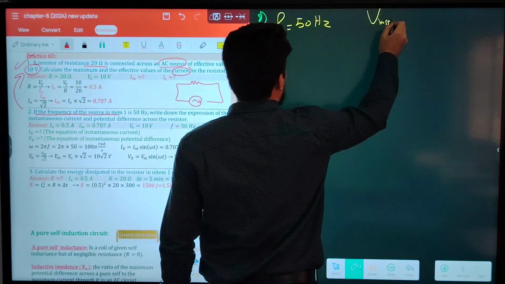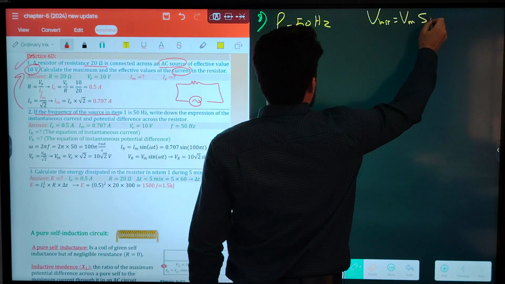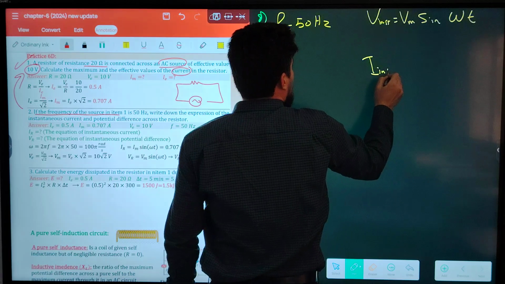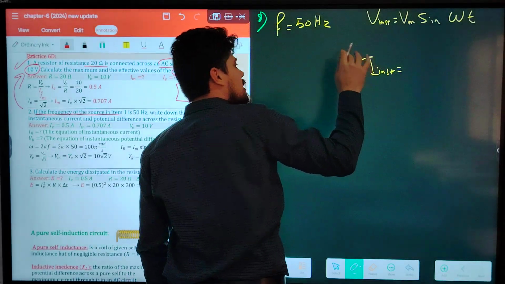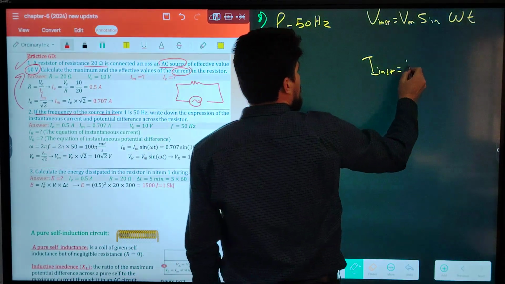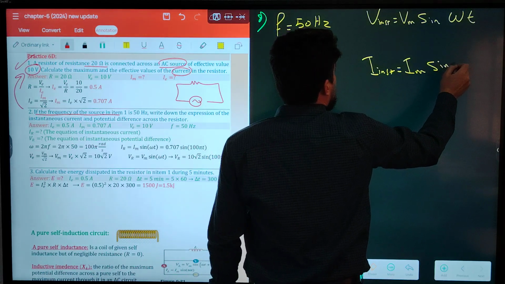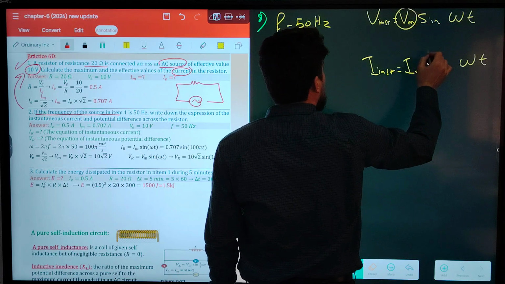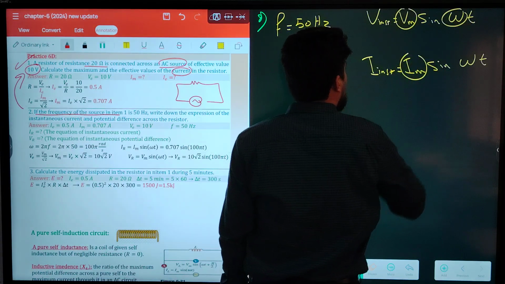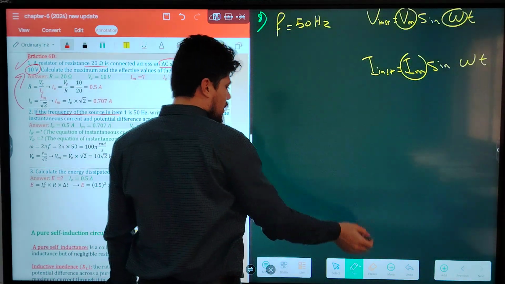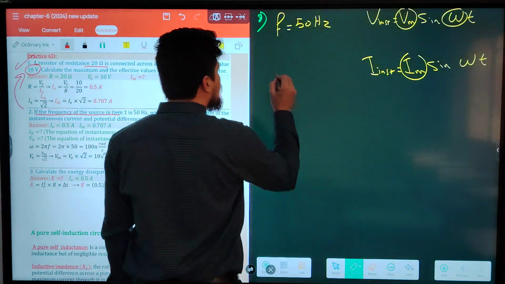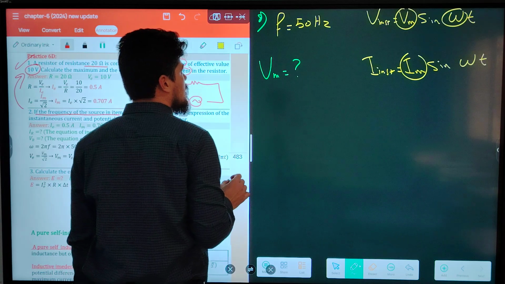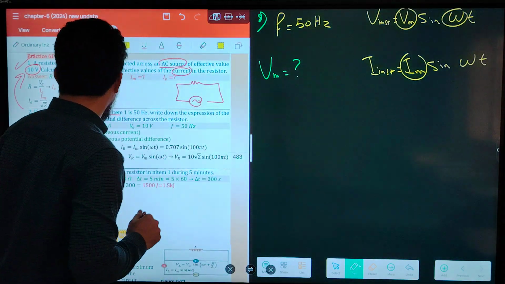V instant equals Vm sine omega t. For I instant, this is the expression of the instantaneous current and potential difference in pure resistance: Im sine omega t. What do we need? We need Vm, omega, and Im. So we need Vm. Vm is equal to what? I don't know. We have to calculate. How can we determine Vm?